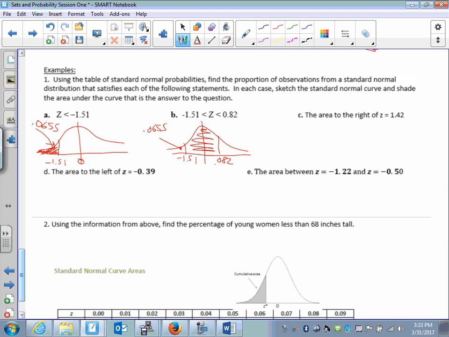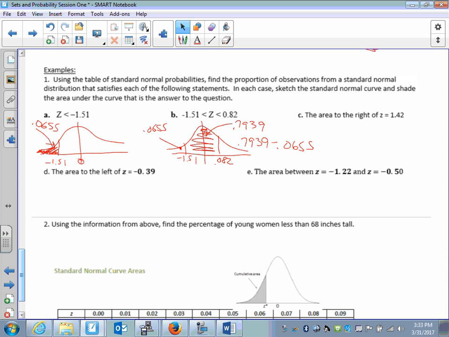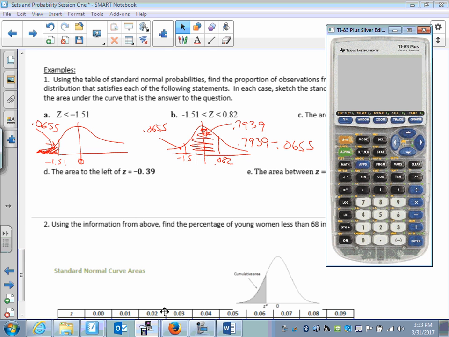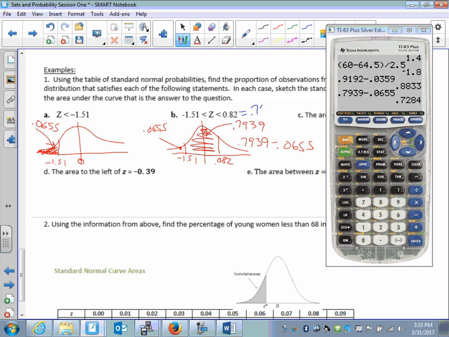So the area from here on down is 0.7939. So the area in the middle, the area between the two, is going to be 0.7939 minus 0.0655. And again, I'm going to go ahead and ask the calculator to tell me what that is. And so I get 0.7939 minus 0.0655, 0.7284. So the answer to this one would be 0.7284.